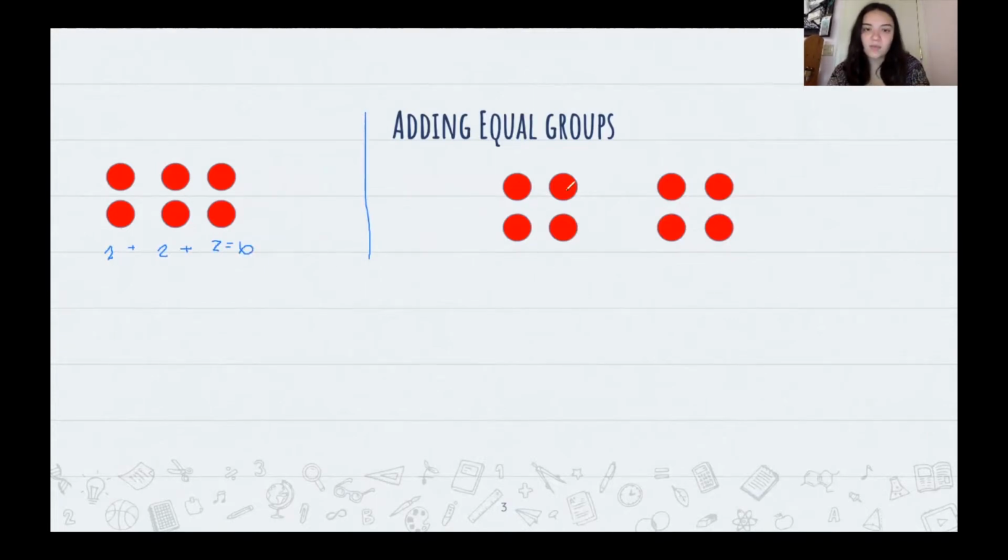I'm just going to try it again over here. We have 4 plus 4. Because we have 2 groups here, I'm just going to circle these. We have 1 group of 4 here and 1 group of 4 over here. So 4 plus 4 equals 8.